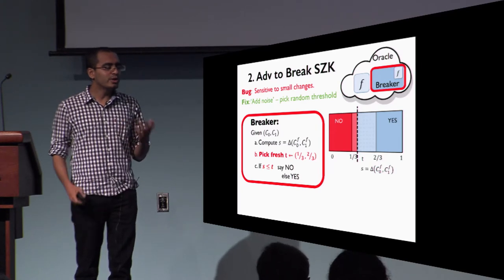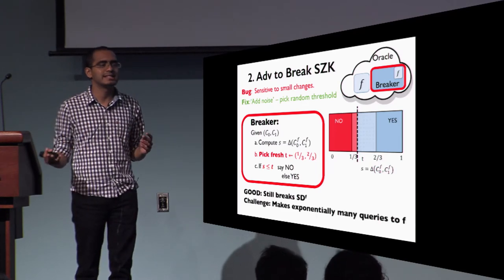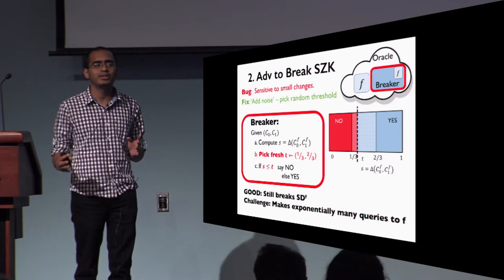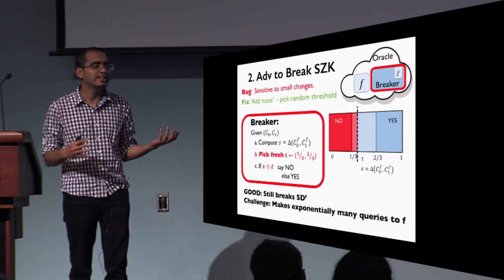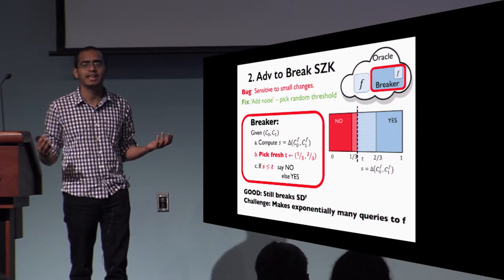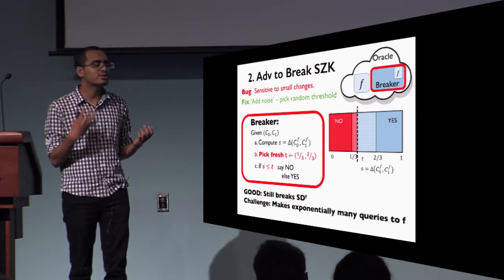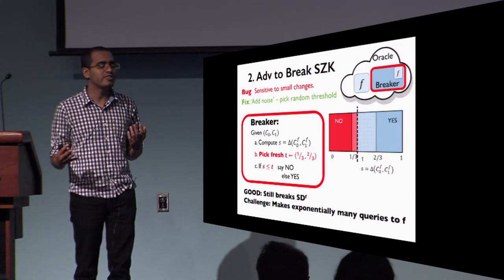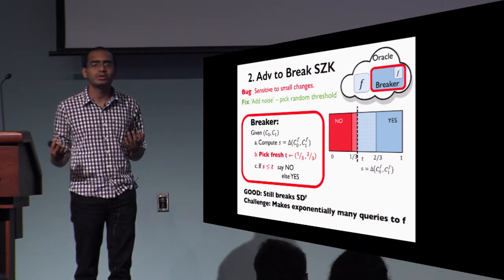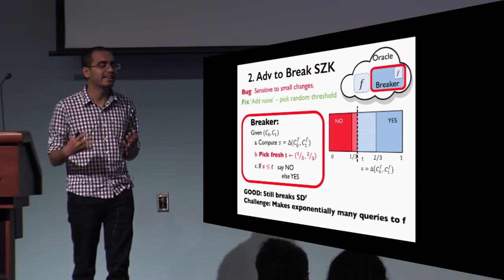So what's good about this is that it still breaks SDK, because to break SDK, all we need to do is to be correct if it's less than 1/3 and more than 2/3. In between, we don't really care. The challenge here is that it is also still making exponentially many queries to F, and so we still have to show that it's not powerful enough to actually break the one-way function.